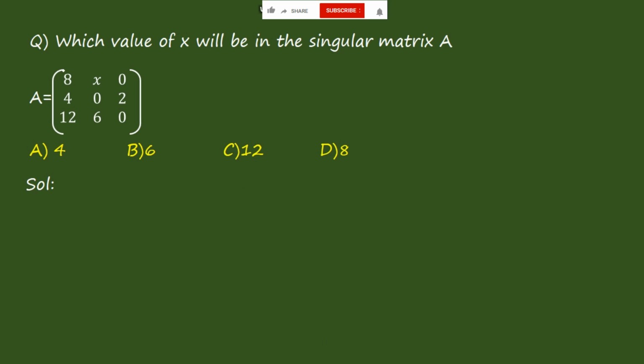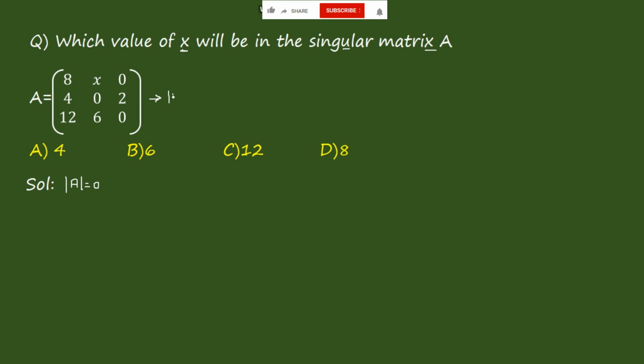Now coming to questions depending on properties and important points of determinant. The first question is, which value of x will make the matrix A singular? The matrix A is given here, 8 x 0, 4 0 2, 12 x 0. They are asking to find the value of x such that A is a singular matrix. What is a singular matrix? Determinant of A should be equal to 0, right? So we have to find the determinant of this particular matrix.